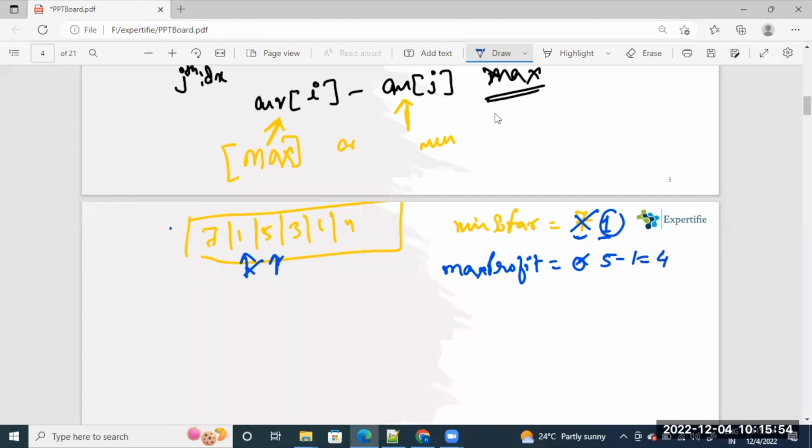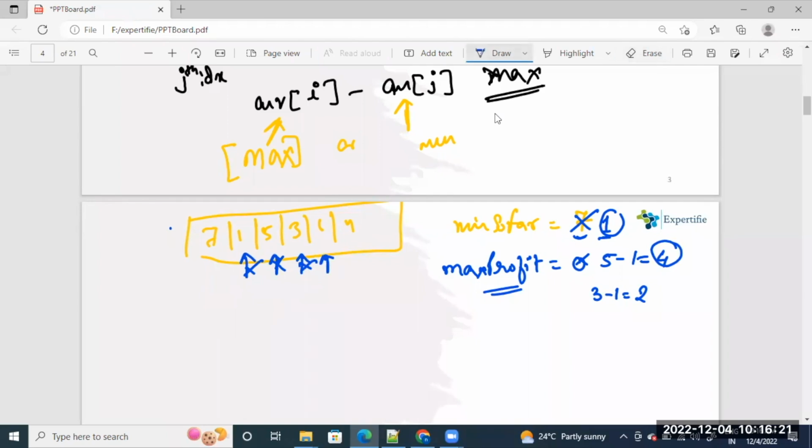Now I am reaching here. What is the minimum value? 1 is the minimum value at this point of time also. What is the maximum profit? If I do 3 minus 1, which is 2, 4 itself is the maximum profit till this point of time. All right? Till this point of time, 4 is the maximum profit. Understood?